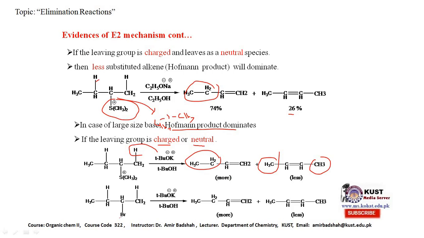Similarly, if the leaving group is neutral too, still the dominant product will be the less substituted. Here again, here is the less substituted product, and here it is the more substituted product, but the size of the base is large, so it doesn't matter if the leaving group is a neutral or a charged species, still the dominancy of the Hofmann product will be more.